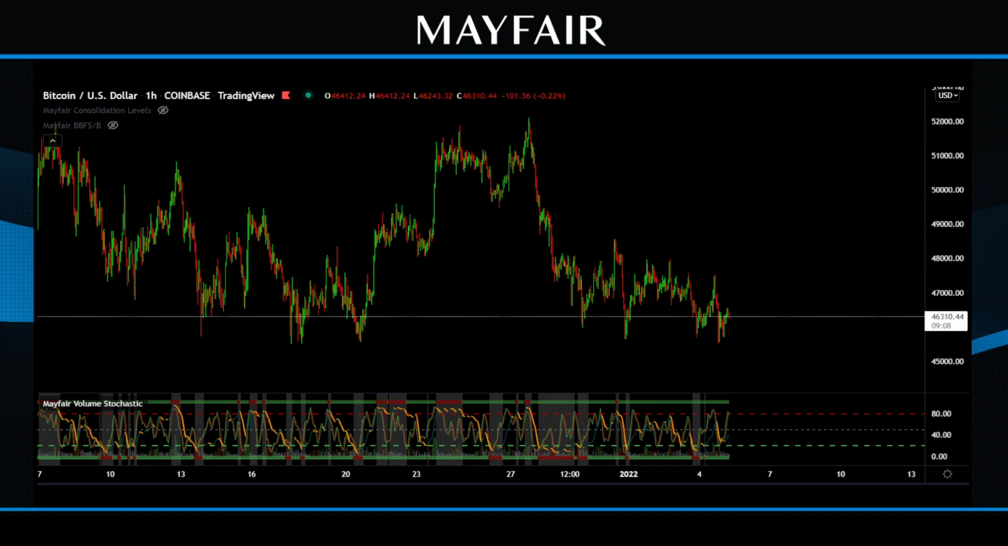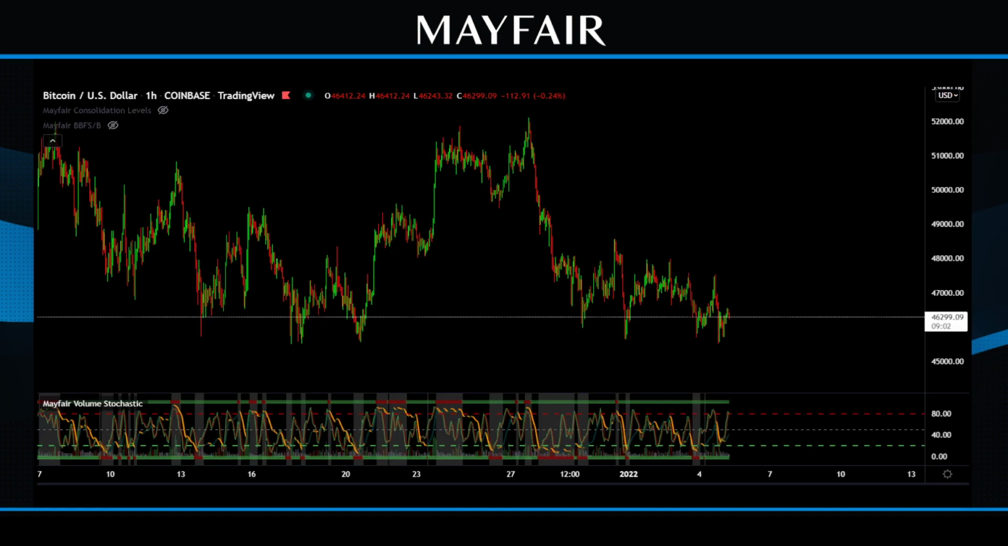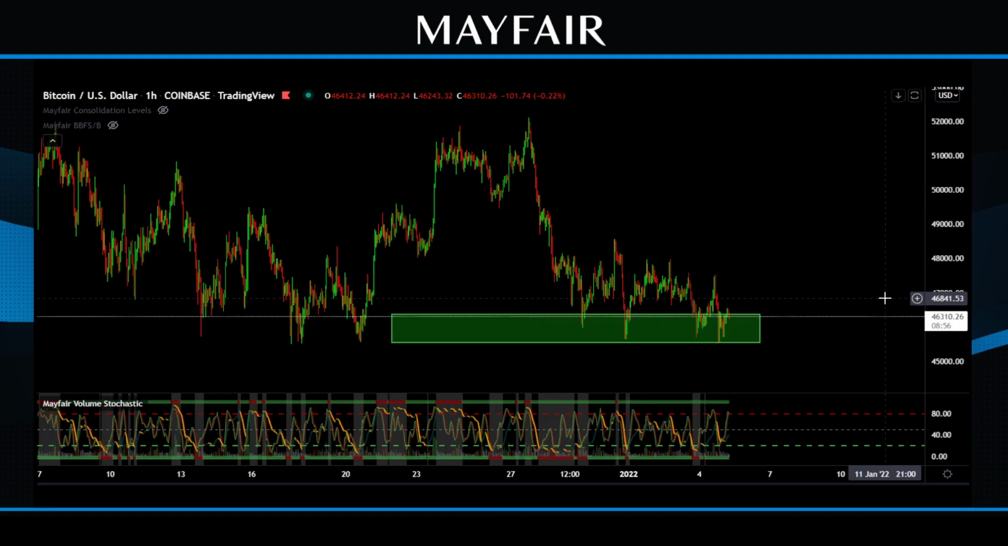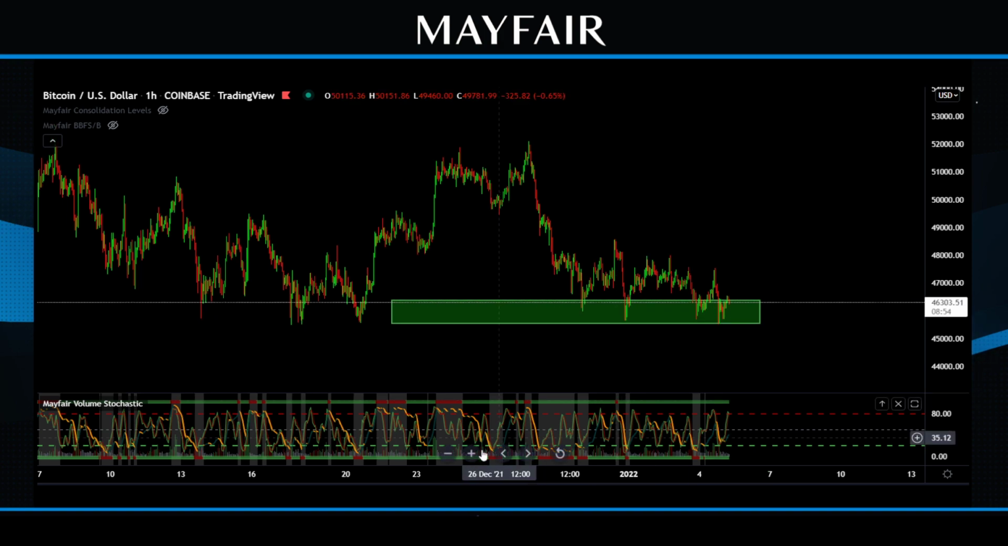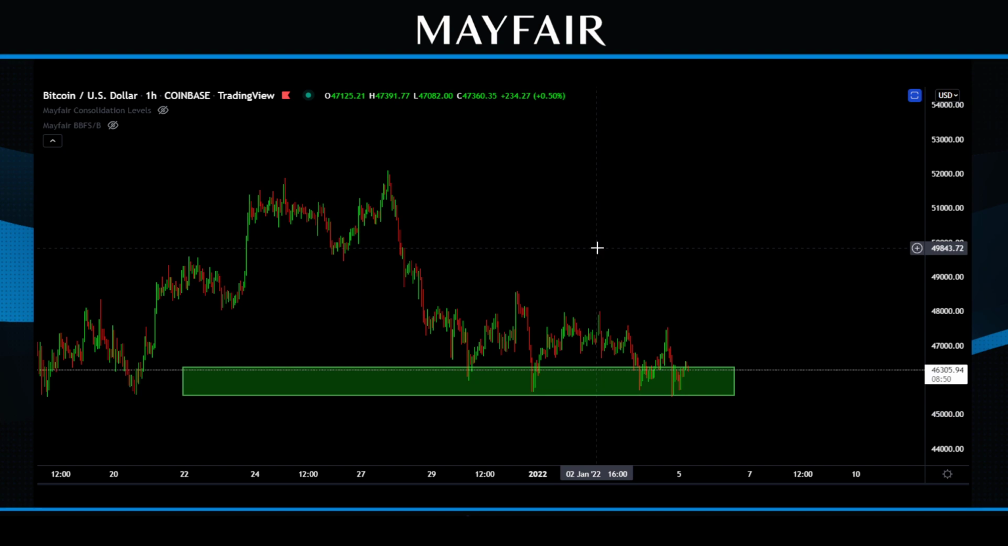So let's go back a couple of days. I was looking at this green box. I'm just going to put this onto my screen. The green box was built up of a couple of key levels on the smaller time frame. In essence, we were looking for the move away from this and then back into the green box. As you can see, the first move was this one. We've come back now, and you can see the strength of the green box.